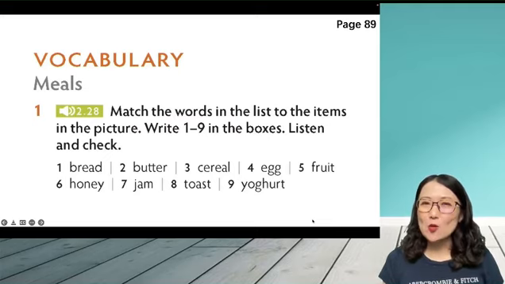So in this unit, we talk about different kinds of food, right? And today, we are going to take a look at the different food for different meals. Now, please open your book and turn to page 89.